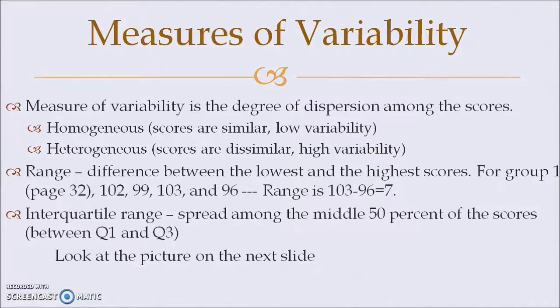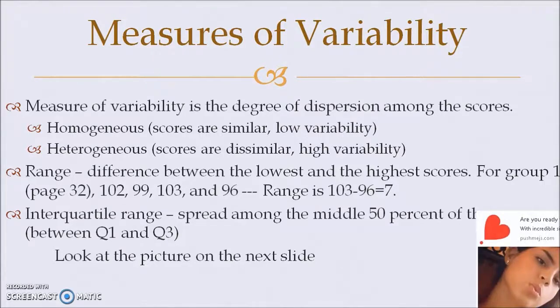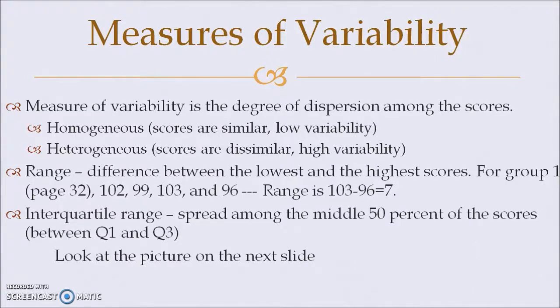Another important measure of variability is the interquartile range. Basically, it tells you the spread among the middle 50% of the scores. So I am not taking the 25% that are at each end, but the middle 50% of the scores. What is the middle 50% of the scores? Let's look at the picture on the next slide.